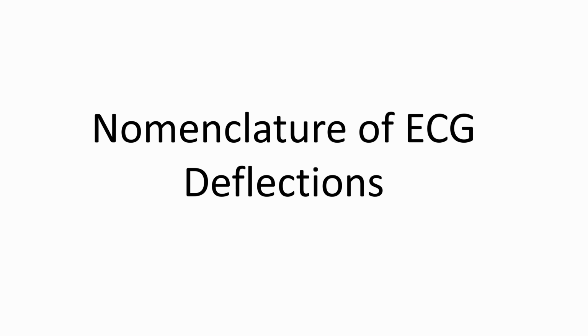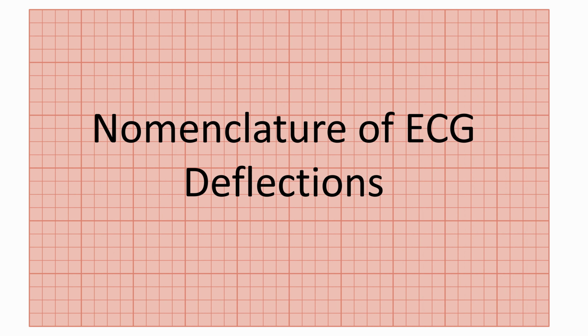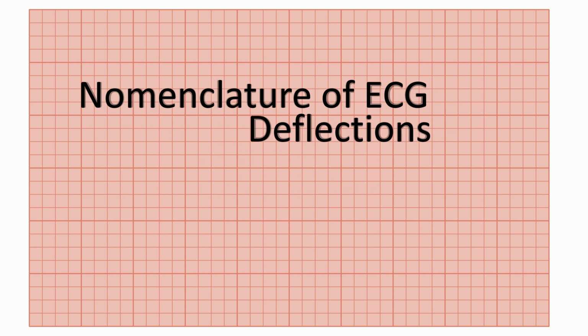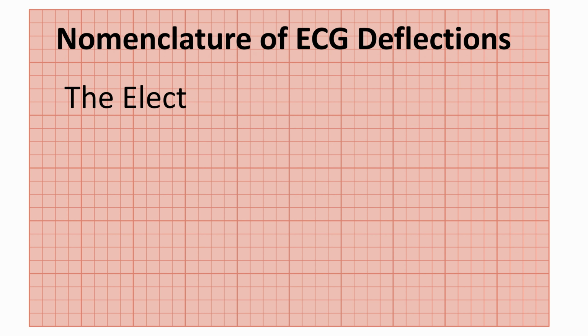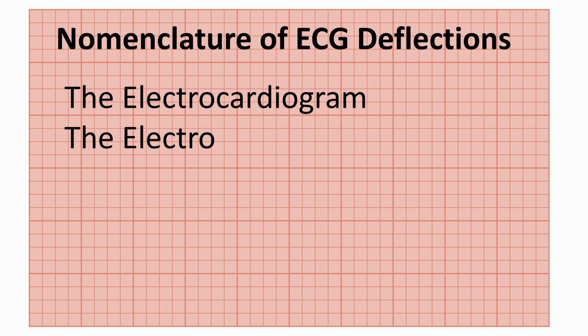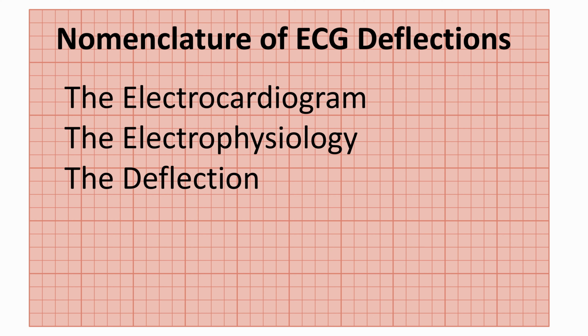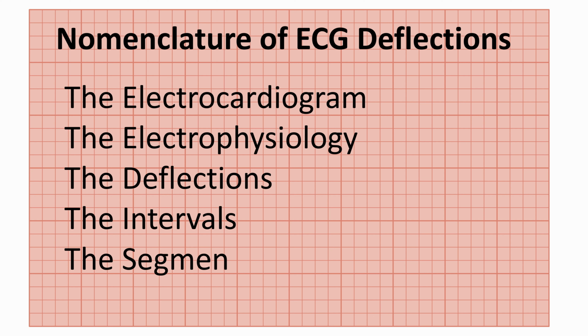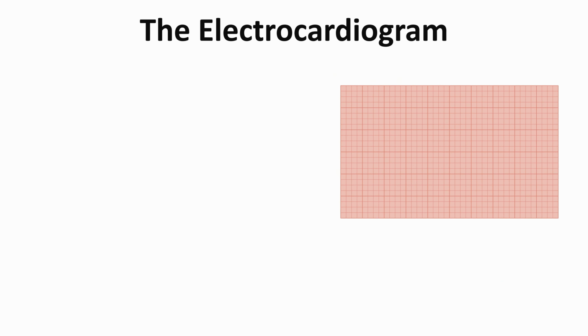So let's jump to the first chapter of the Easy ECG series, which is nomenclature of ECG deflections, and let's get started. In this chapter, we will talk about the electrocardiogram, the electrophysiology, the deflections, the intervals, the segments.